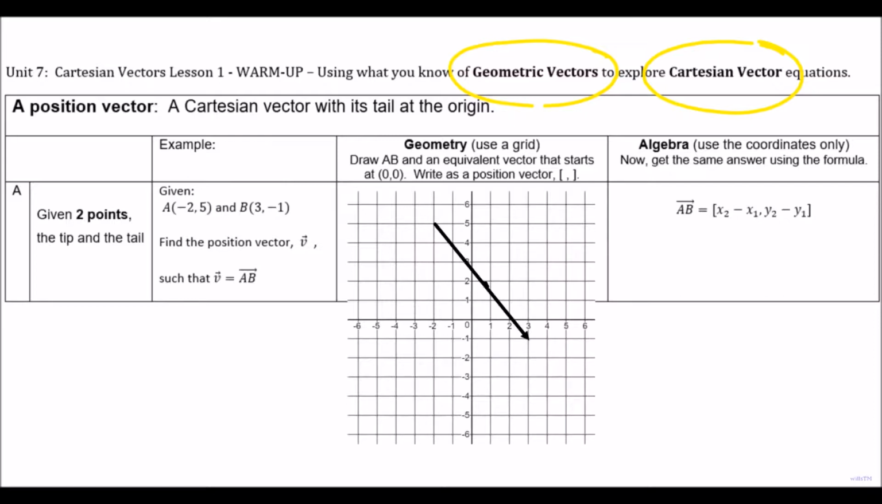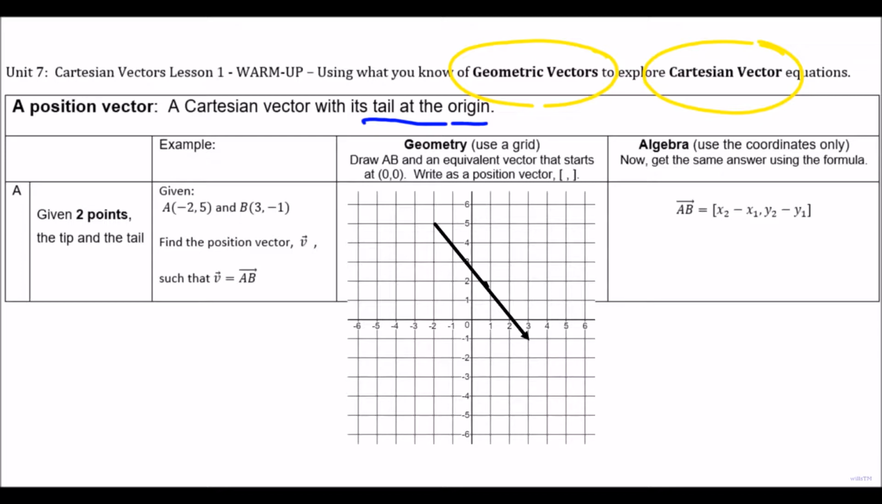A position vector is a Cartesian vector. What's a Cartesian vector, Mr. Wills? It's anything that is on the Cartesian plane. So this vector AB is a Cartesian vector because it's on a Cartesian plane where its tail, this is important, its tail is at the origin. So right now this tail, which is point A, is not at the origin, so this is not a position vector.